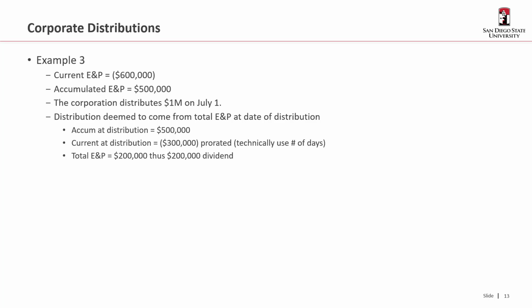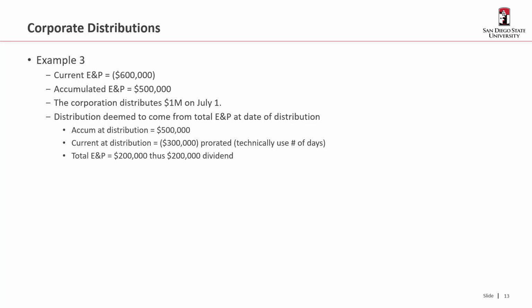But for all the examples we're going to do, we're just going to split the year in half because that's just way easier to do the math. I'm trusting you guys could do 182 over 365 if I asked you to. In any event, total E&P on the date of the distribution, which is halfway through the year on July 1, therefore, is 200,000. As a result, 200,000 of that distribution is a dividend. The rest of it then would be applied against whatever basis the shareholders have, and then beyond that it would be capital gain to them.